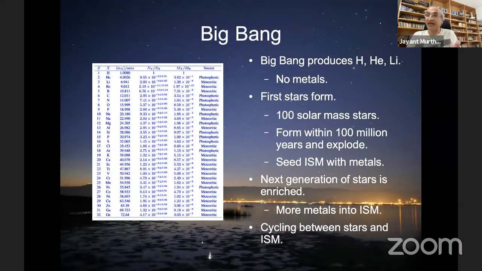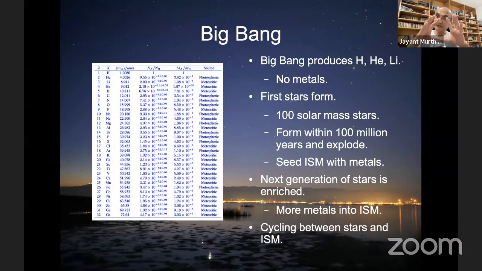It's not from the Big Bang. We know it's not from the Big Bang because conditions were not right. I don't want to go into the details of this, but conditions in the Big Bang were such that you only produced hydrogen, helium, and lithium, nothing heavier. So what happened? How did we get from a stage where we had only hydrogen and helium to our current stage where we have lots of other stuff?